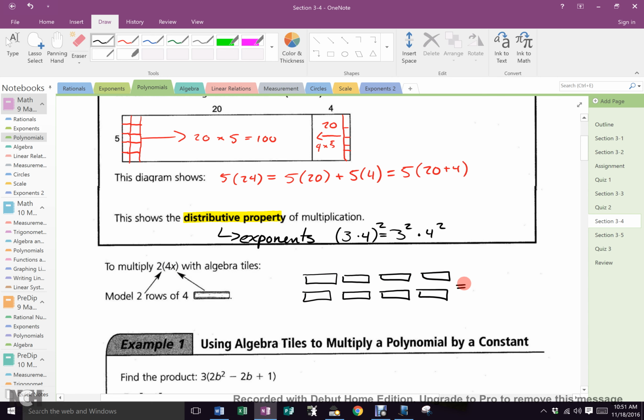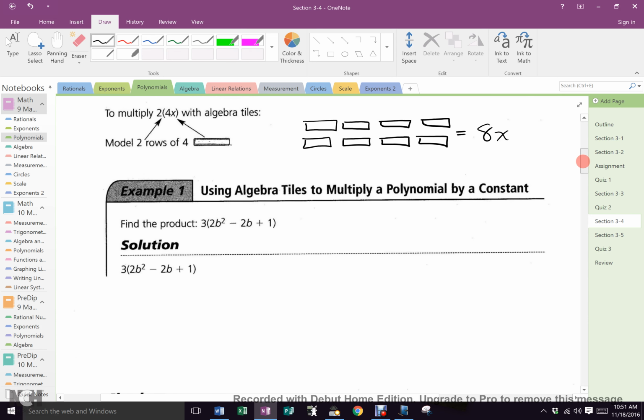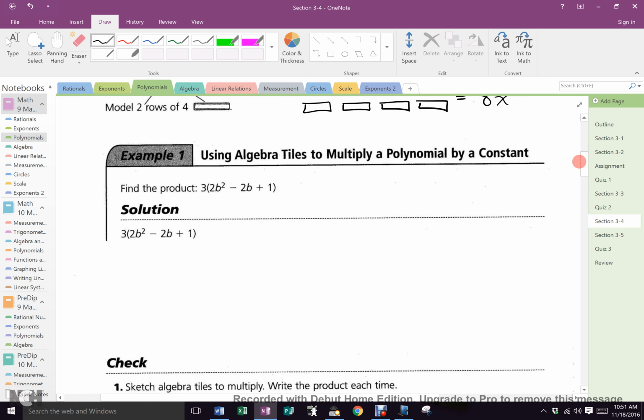So what's the answer? Can you count? 8x. Right? Of course. Now let's go down to this next one, and we're actually going to draw it. After this, we'll use the shortcut, but we're going to draw it the first time. What does this mean? Think in your head.